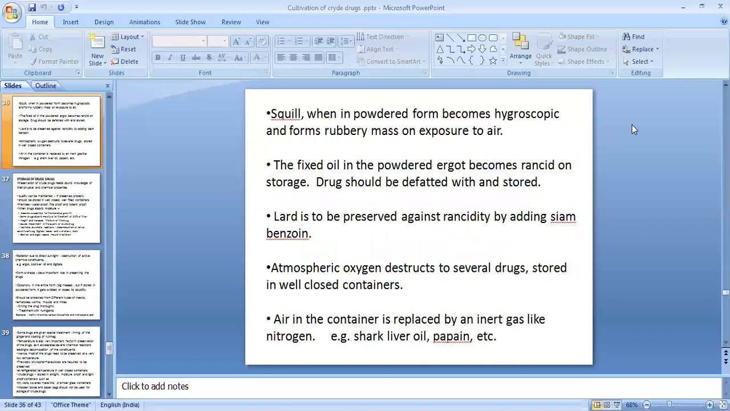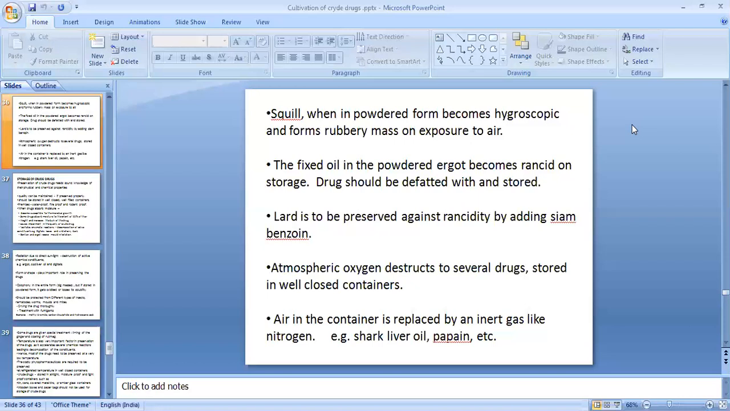And next, the squill again should not be stored in powdered form. If you store it in powder form, it becomes hygroscopic and forms a rubbery mass. And the fixed oil in the ergot should be removed before storage by treating with a non-polar solvent. That means the drug should be defatted and then stored, to prevent the rancidity of fixed oil in ergot. And lard, it is a semi-solid lipid. Again, it has to be preserved along with cyanobenzoin to prevent rancidity. Rancidity is nothing but the oxidation of the fixed oils and fats.